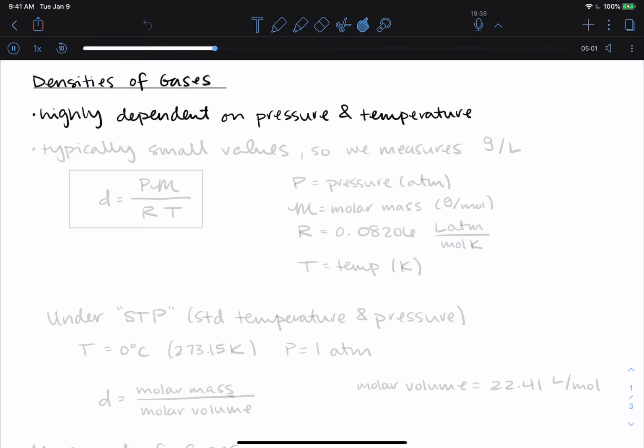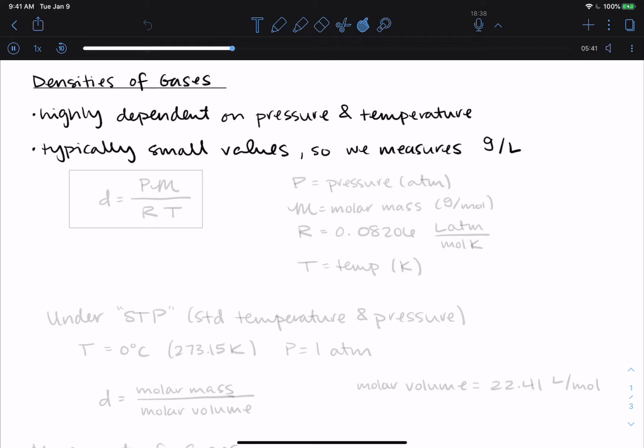So the densities of gases are typically small values, which affects the units we use. So we measure densities of gases usually in grams per liter. So when we were looking at things like solids and liquids, we were looking at grams per milliliter. So, a much smaller volume than 1 liter. So, 1,000 times smaller, if you will.